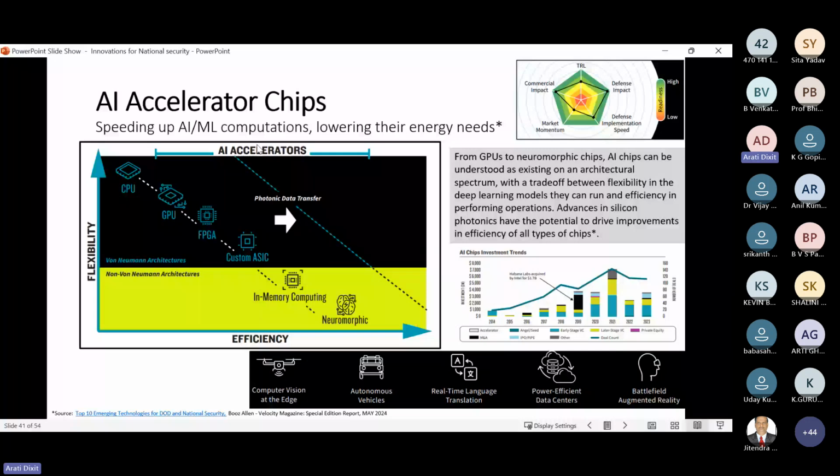The aim of these accelerator chips is to speed up AI and ML computations such that the energy consumption is very, very low. If you look at the diagram here, on the y-axis you see flexibility and on the x-axis you see efficiency. We are moving from CPUs to GPUs and FPGAs, as we saw in the problem of reliability of unmanned ground vehicles, and custom ASICs, which were developed using VLSI design. We further go into in-memory computing and neuromorphic computing.